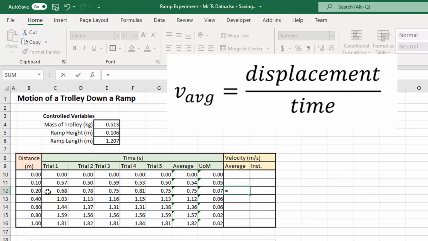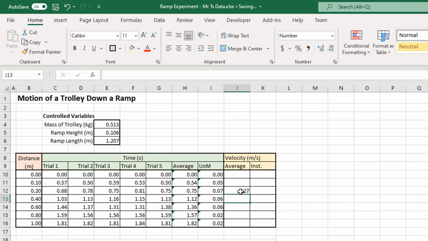Equals the distance divided by the time. Which time? Well, we're going to use the average time. So if I click on that, yep. So we've got the distance divided by time. Hit enter. Okay, and there is our average velocity.